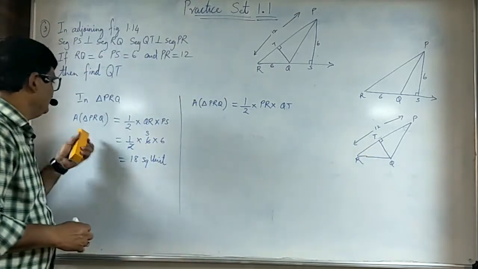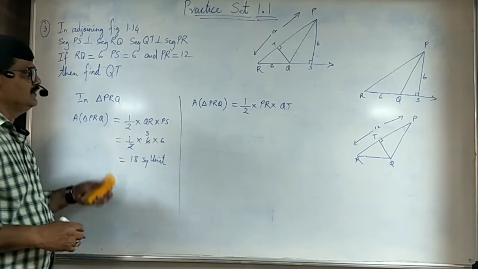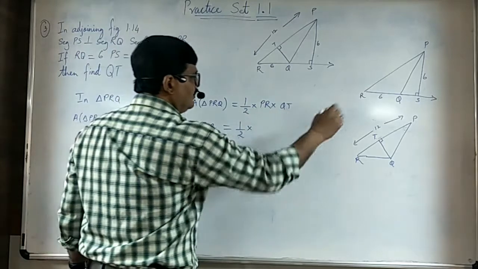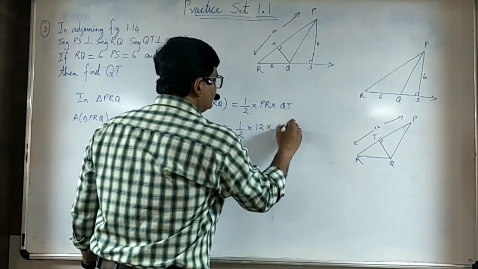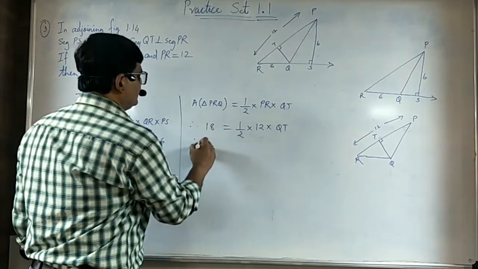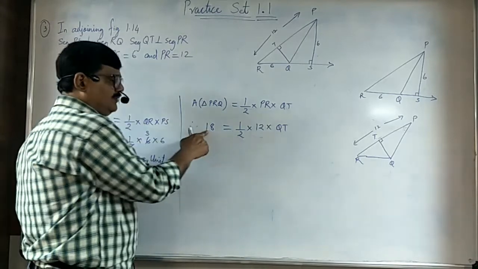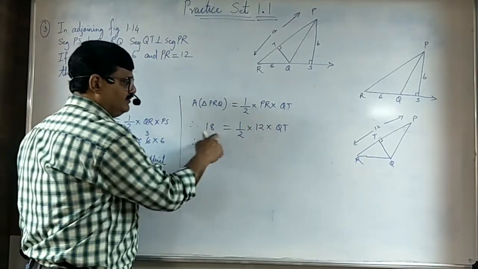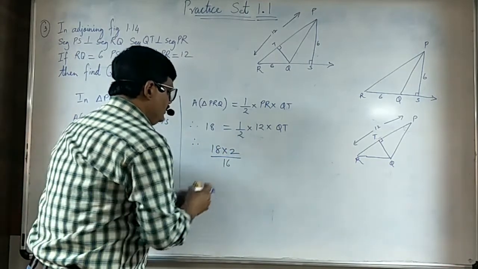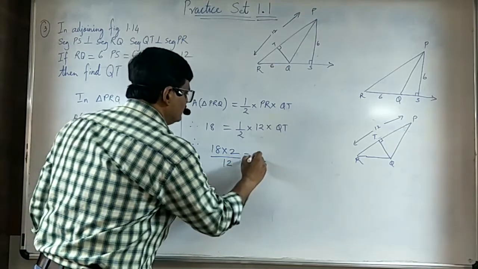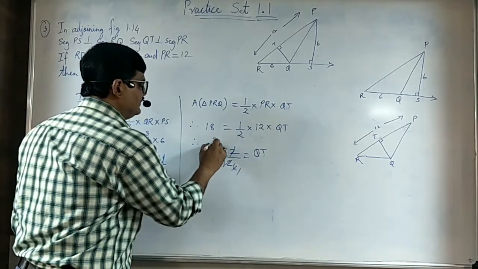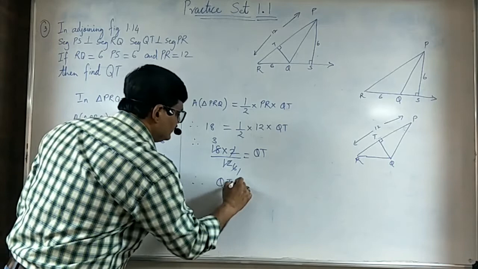Now we have already found the area of triangle PRQ, that is 18. So 18 is half into PR. The value of PR we already have, that is 12, and QT is the one which we have to find. Now what has to be done is that the 2 will go and multiply with the 18, and 12 will come and divide. Everybody knows that. So 18 into 2 upon 12 equals QT. So 2 1s are 2, 2 6s are 12, 6 1s are 6, 6 3s are 18. So what did we get as the value of QT? QT is equal to what?